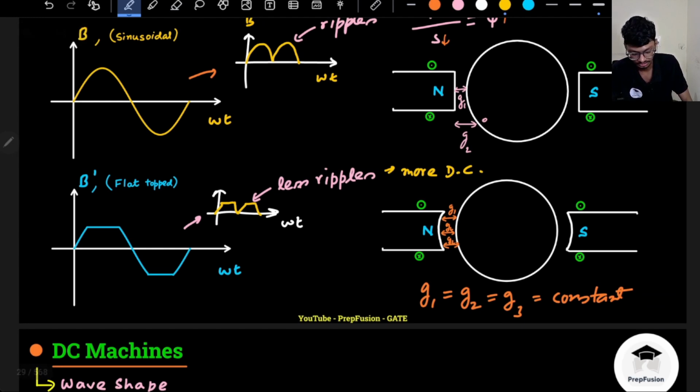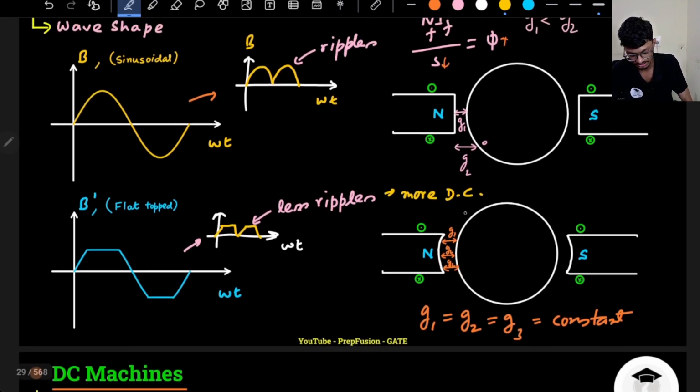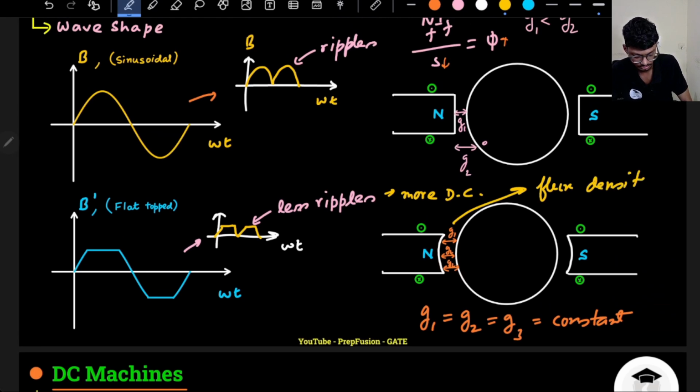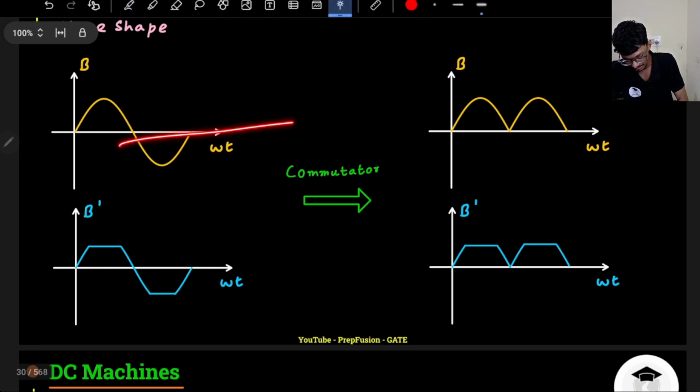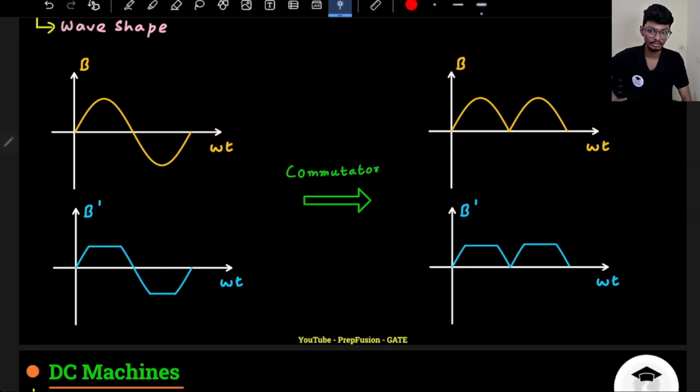That is the basic sole reason, because I want to make the flux density here uniform. So MMF is anyways constant, just the reluctance is not constant. So here the flux density is uniform because the air gap is not changing. Flux density is uniform. Okay. So with commutator, what happens here? I will explain how I get this commutator waveform. Don't worry.